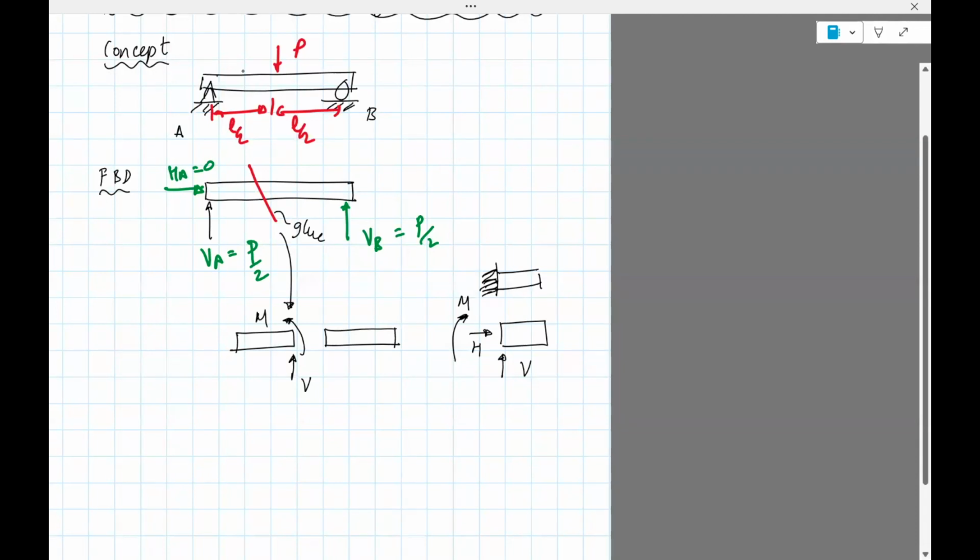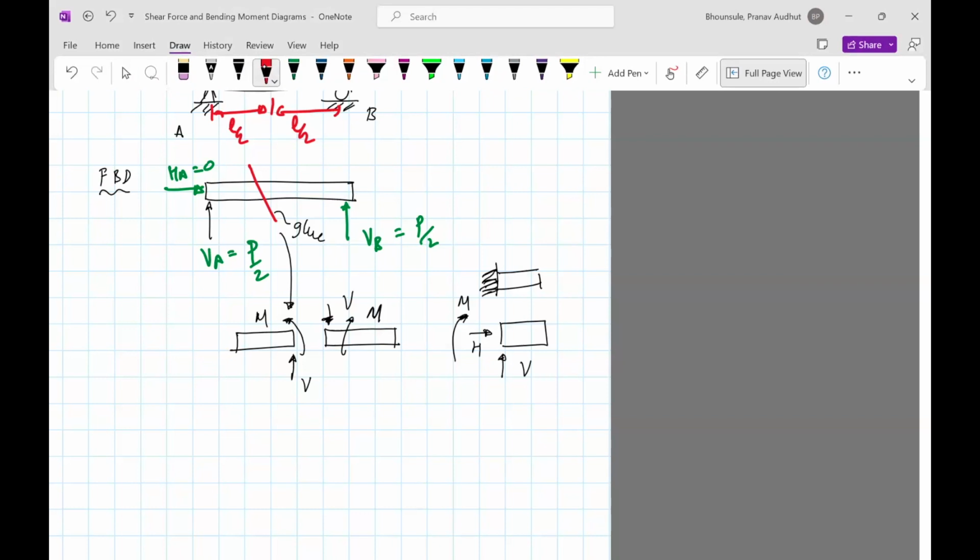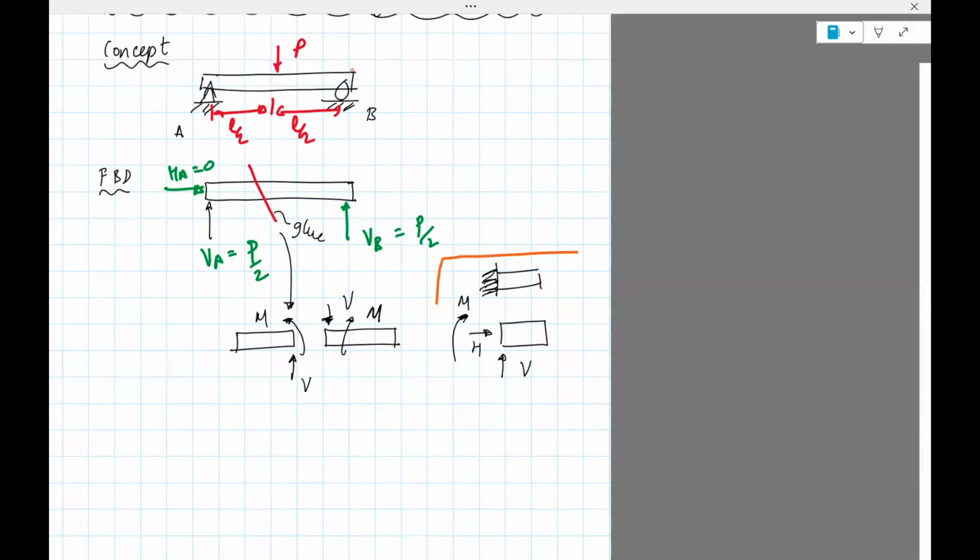Now, if V and M are as shown on the left side, there has to be an equal and opposite reaction on the other one. So we'll have V on the right and M on the right. Okay, so that comes from our reasoning for a fixed support. It's exactly like a fixed support with H equals 0.